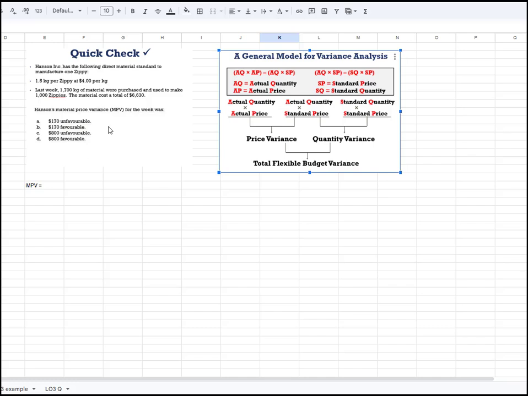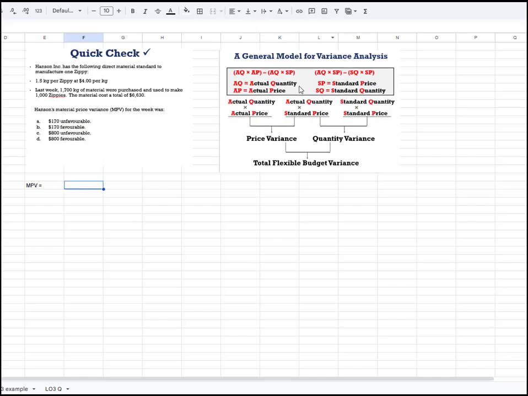All right, welcome back. Let us figure this out. Hansen has the following direct materials standard: 1.5 kilograms per zippy at $4 per kilogram. But last week, 1,700 kilograms of materials were purchased and used to make 1,000 zippies. The material cost of this total was $6,630. What is the material price variance, MPV, for this week?